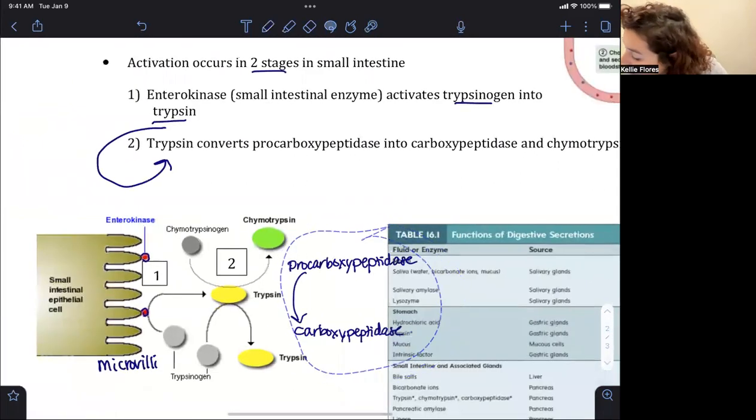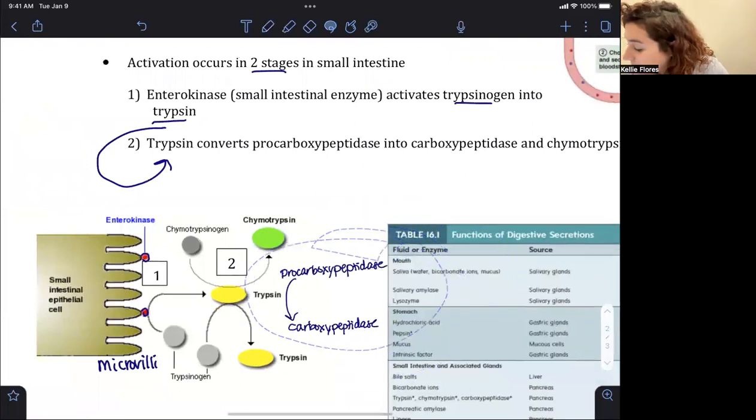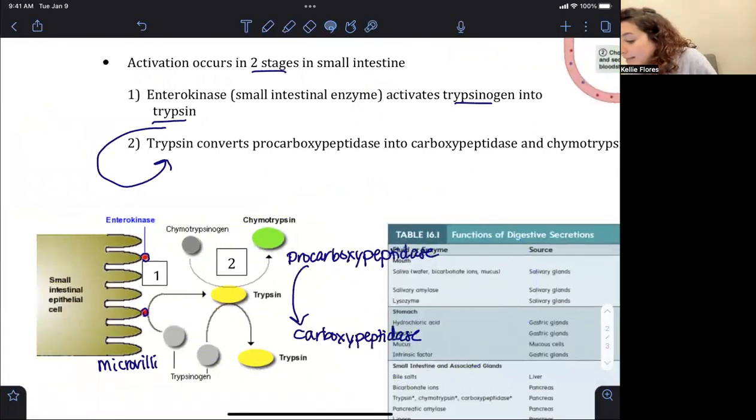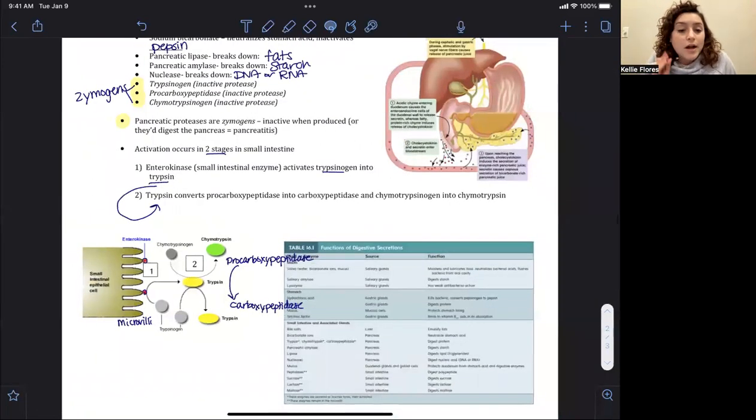And so what is this? Why are we doing all these programmed activations where you have to be in the small intestine or else it won't work? Well, we don't want to activate them anywhere else. So you don't want to activate them anywhere else. So that's why they need to stay.